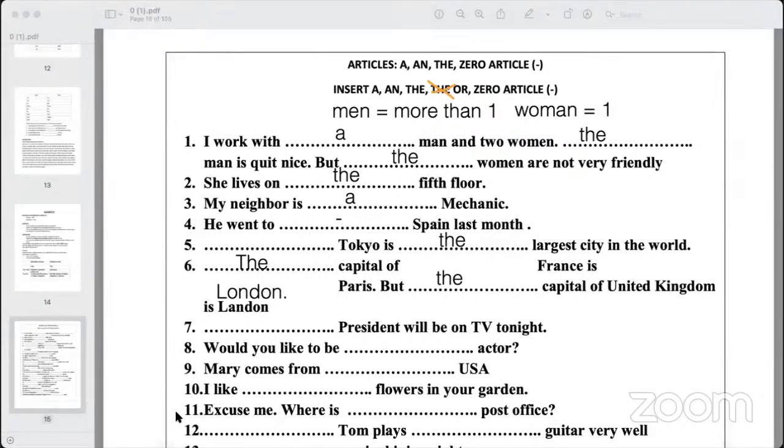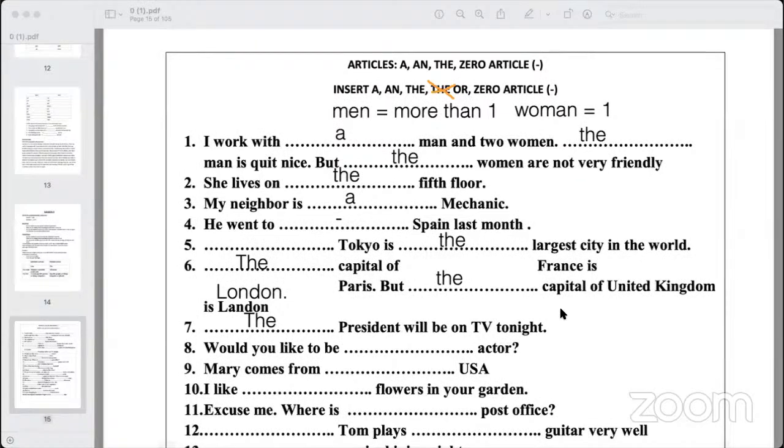Item number 7. The president will be on TV tonight. I think Aitan wanted to answer that question. Okay, well done, Anika. Aitan, do you want to do number 8? You can do number 8.